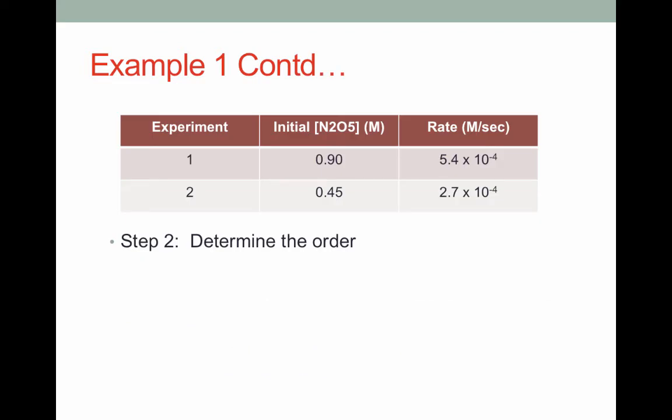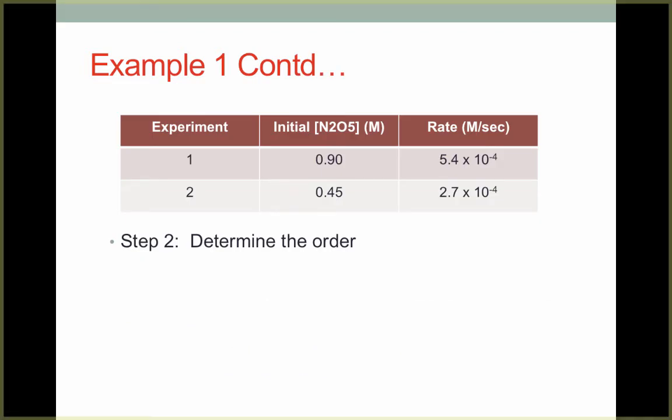Next, we need to determine the order of the reaction. In order to do this, we need to compare two trials in which only one reactant is varied. Since there is only one reactant here, it's the only thing to vary, so let's look at these two trials. Notice from trial 2 to trial 1, the concentration has doubled. Notice also that the rate from trial 2 to trial 1 has doubled.